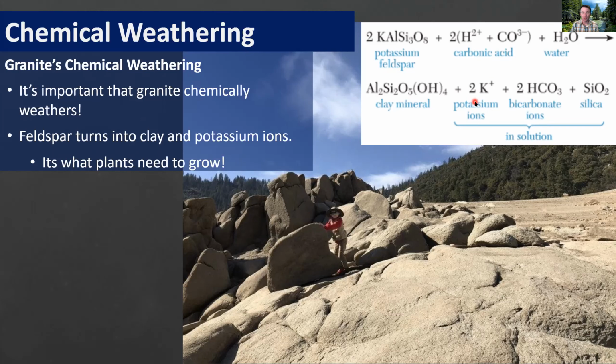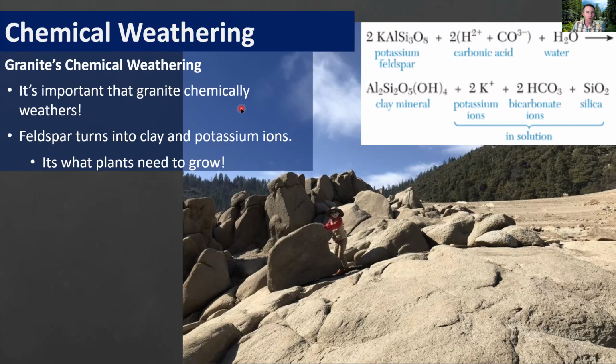Granite can chemically weather. The feldspar minerals in granite, that one mineral called feldspar that's along with the quartz and the mica in granite, when it weathers, what you need to know is not necessarily this huge chemical equation, but that potassium feldspar turns into clay, and it also has potassium ions and little bits and pieces of silica.